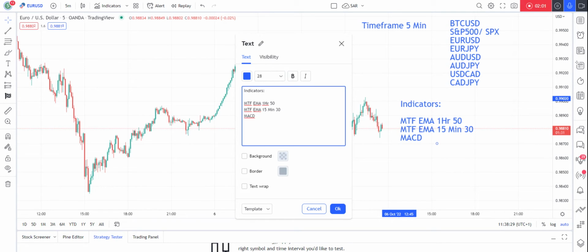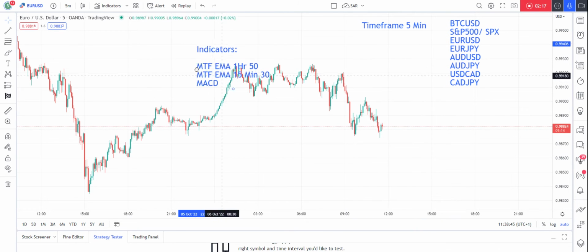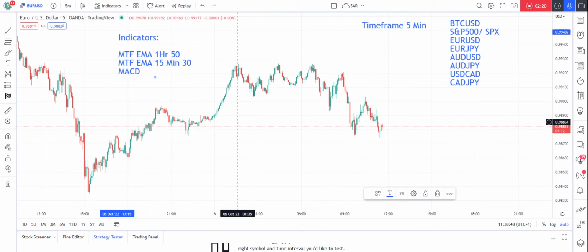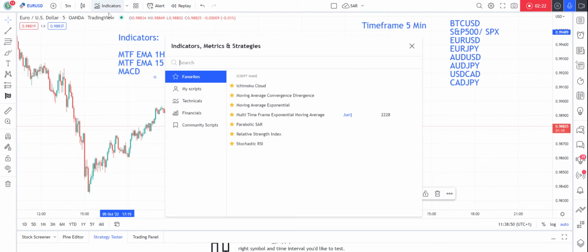So although we're using 5 minutes, we want breakouts to happen on multiple time frames. So that way you have multiple time frames in one time frame. You look at the smallest one, but yet you can see breakouts on higher time frames. So these are the indicators that we use, and let's add them. I use this one, but any of the other ones can be used. So we add it twice, and then MACD at the bottom.